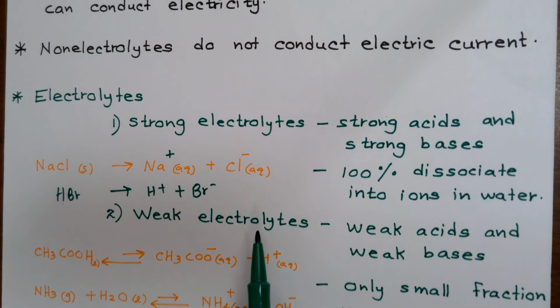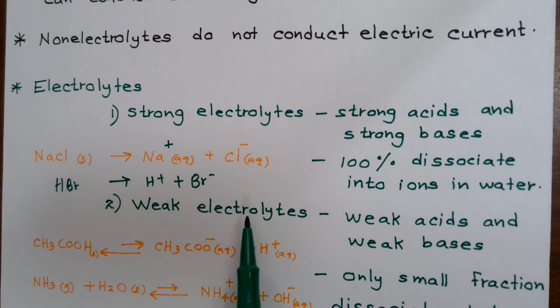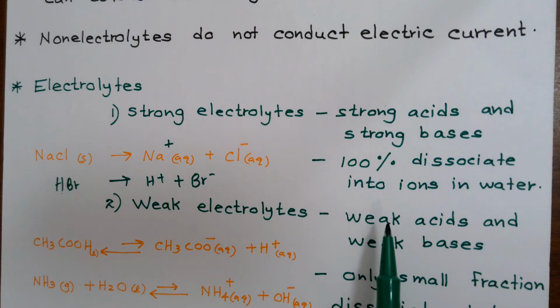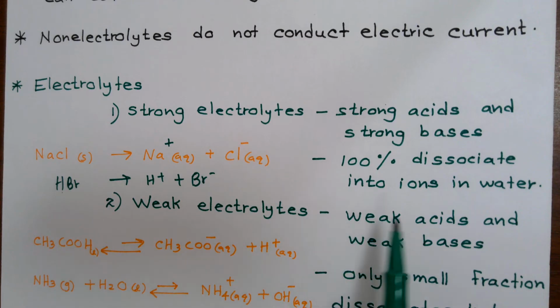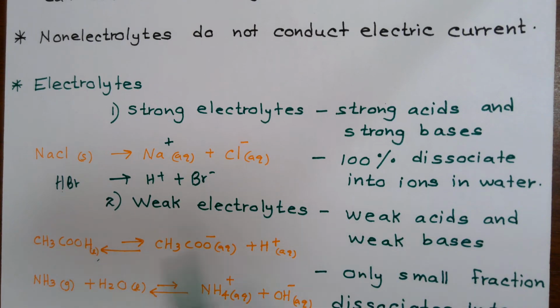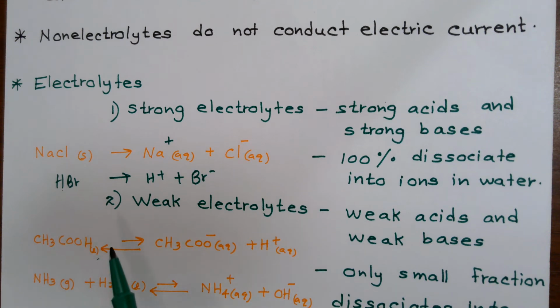Weak electrolytes. The term weak means they weakly or partially, to a small extent, dissociate giving ions. The remaining exist in molecular form in water. Examples are weak acids and weak bases. Weak acids like acetic acid, weak bases like NH3, ammonia. So let's see what happens after they dissolve in water.